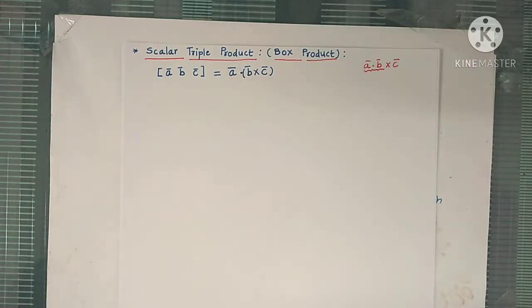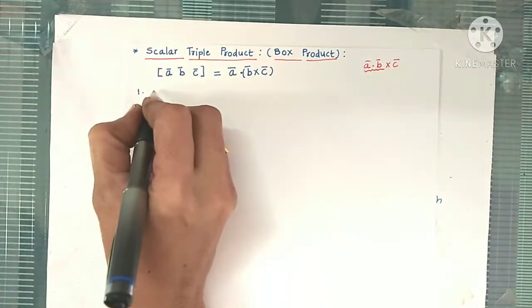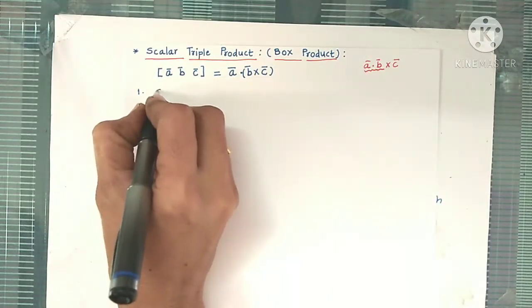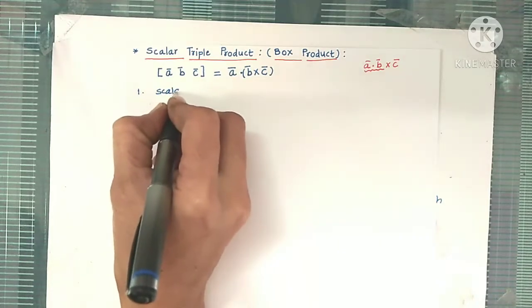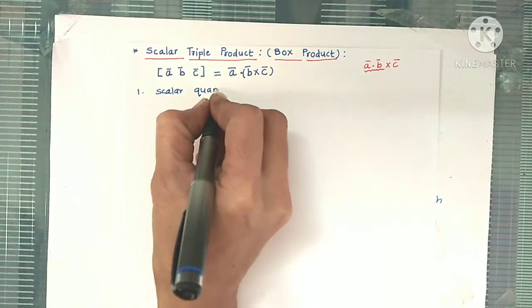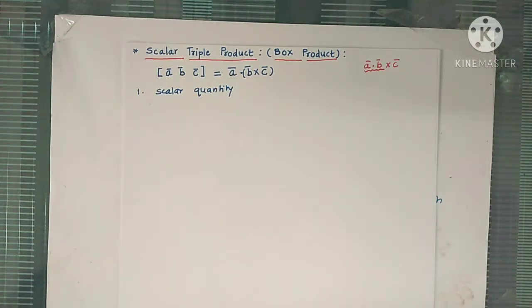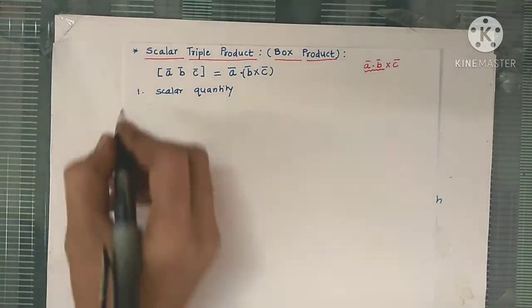So let's see the properties of a scalar triple product. As I said, the first one is it is a scalar quantity, as it is dot product of two vectors. B bar cross c bar is a vector and we have a bar dot that vector. So dot product is a scalar quantity, so it is a scalar quantity.